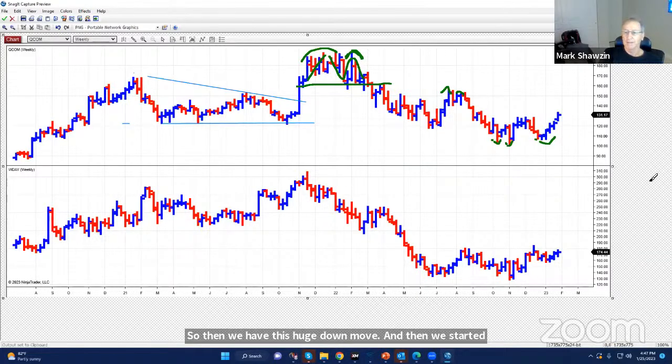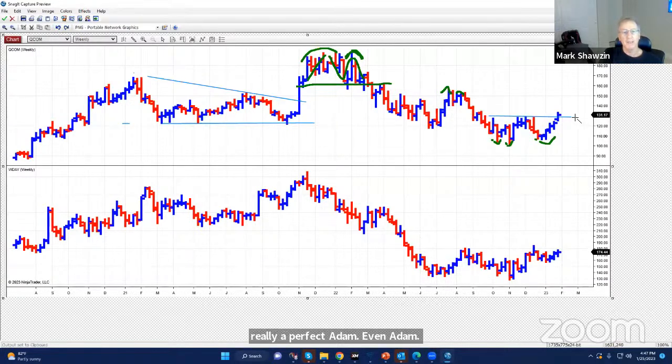what looks like an even atom bottom. An even atom is where you have multiple hits at the same support, and then you have kind of an atom. It's not really a perfect even atom. So anyhow, it looks like a double bottom.